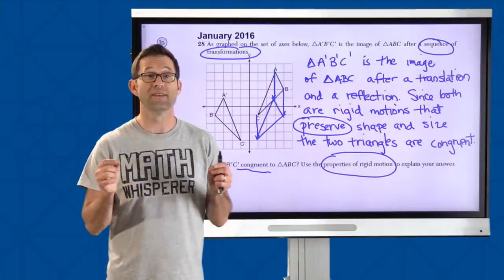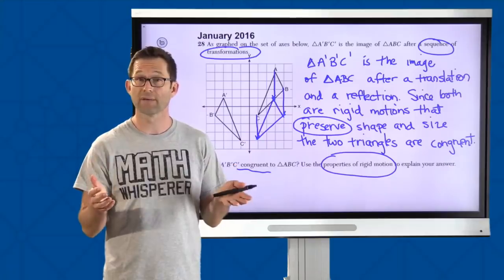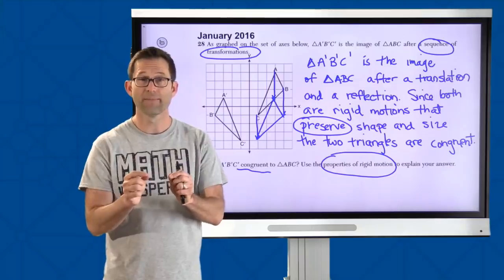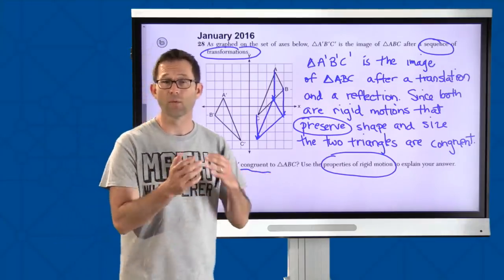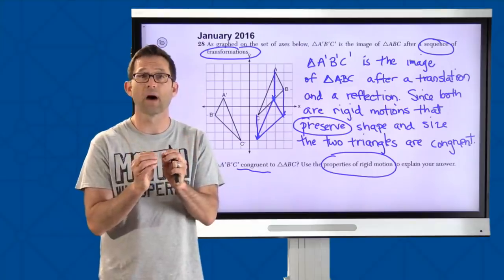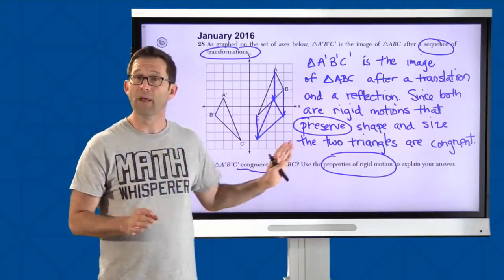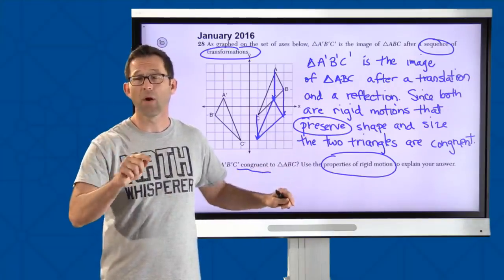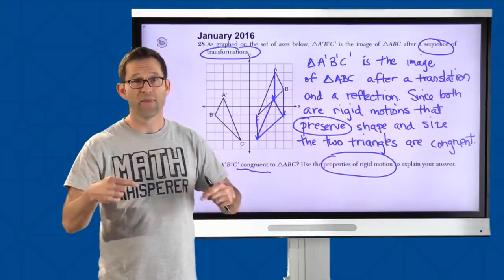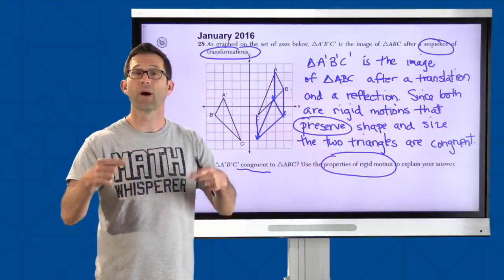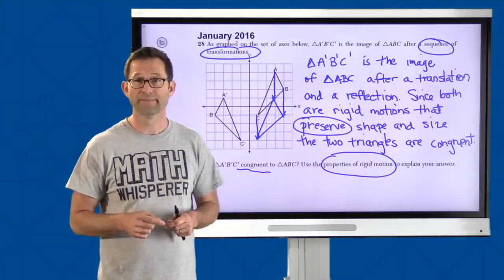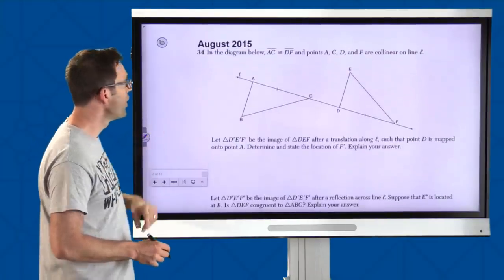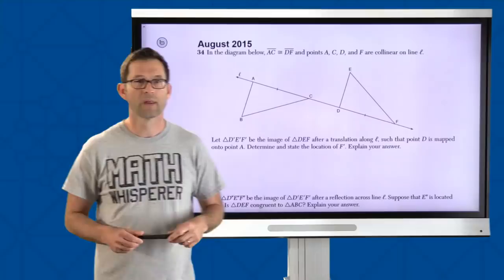Rigid motions preserve distance, which means they preserve size, and they preserve angle measurements, which means they preserve shape. We'll look at dilations later, where the angle measurements stay the same, but the sizes change. But preserve means it doesn't change. Things stay the same. If A and B are 3 inches apart, then when they get transformed using a rigid motion, A prime and B prime are also 3 inches apart. And the final one. This is a really well-designed question.